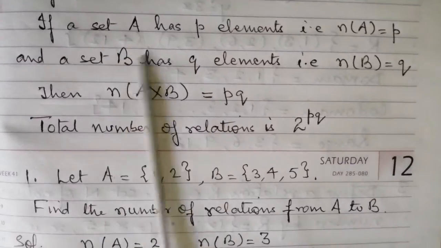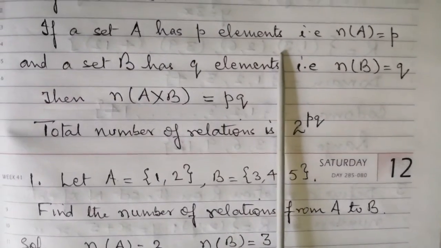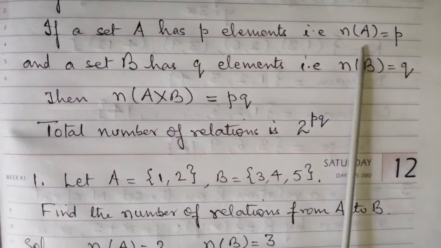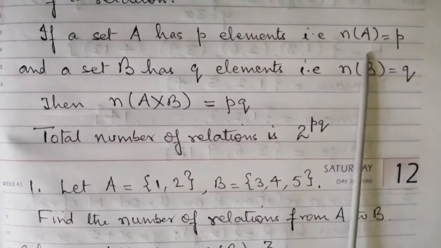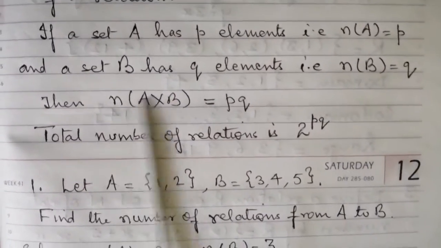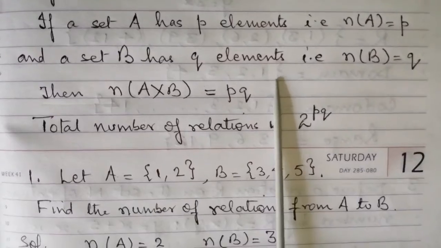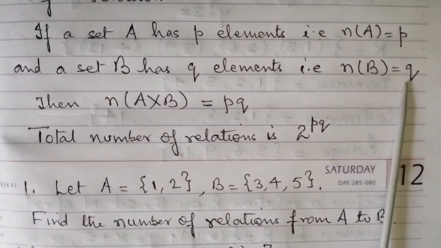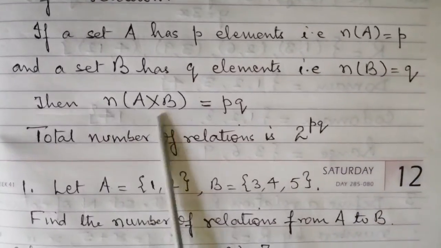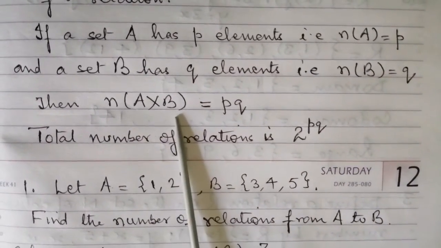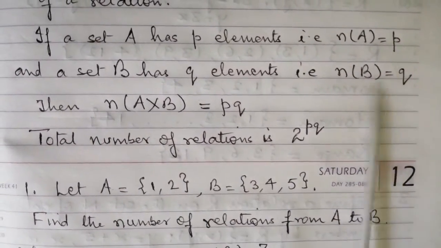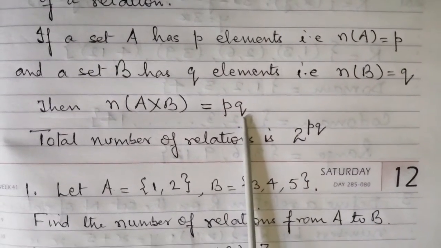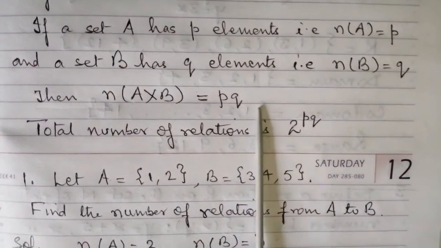Now, if a set A has P elements, that is, the cardinal number of A, n of A, is equal to small p, and a set B has Q elements, that is, the cardinal number of B, n of B, is equal to Q. Then n of A cross B will be what? P multiplied by Q. Right? This we have discussed earlier also in Cartesian product.